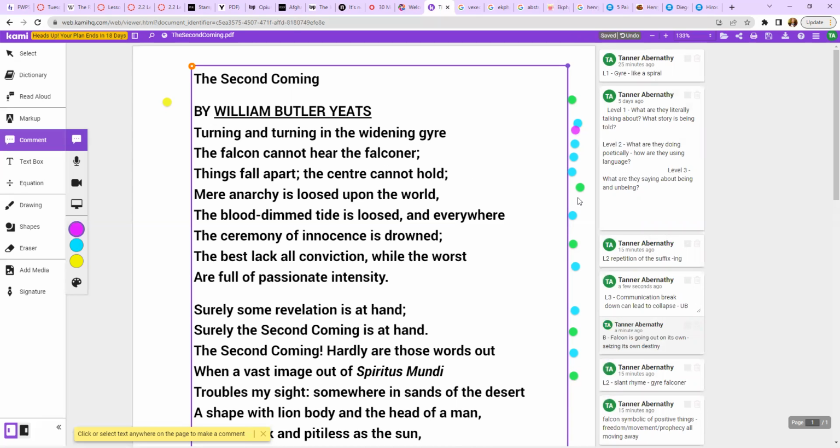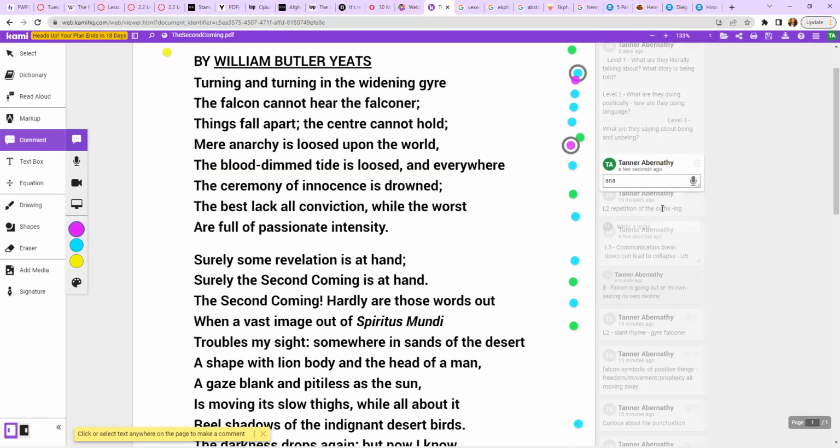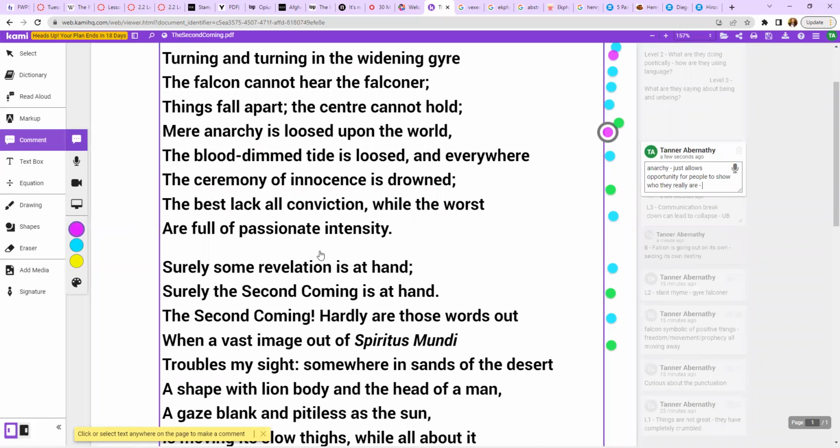Things fall apart, center cannot hold, mere anarchy is loosed upon the world, right? So anarchy just allows opportunity for people to show who they really are, right? It's easy to say that, oh, this group of people is being because they're successful. They must have done everything right in life because they have the fancy car and live in the nice neighborhood or whatever. They must be being, and all the people who ride on the bus are unbeing. But that's not the case, right? Because that eliminates whole conversations around the lives you're born into, privilege and all that.